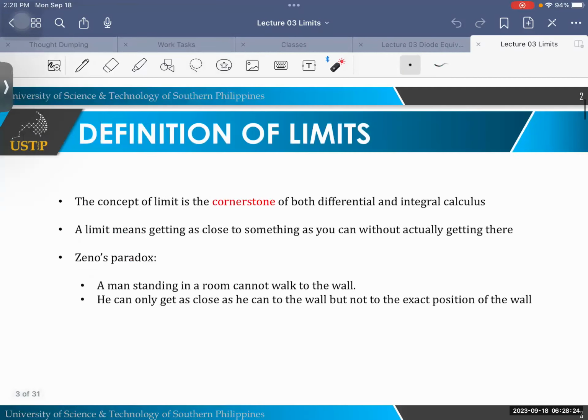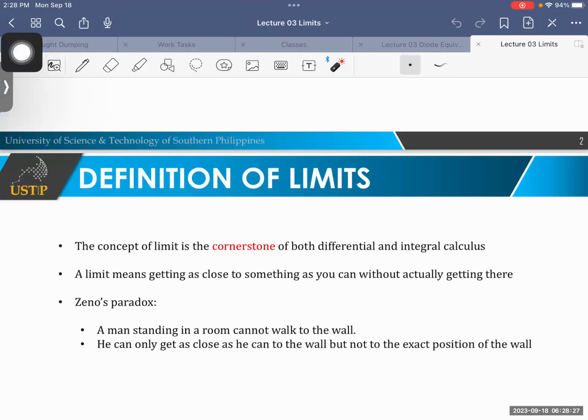Okay. So what is the definition of this? What's the limit? The concept of limit, class, is what you call the cornerstone of both differential and integral calculus. What do you mean by cornerstone? It means it is the foundation upon which differential and integral calculus are built. So it's very important to understand the concept of limit.